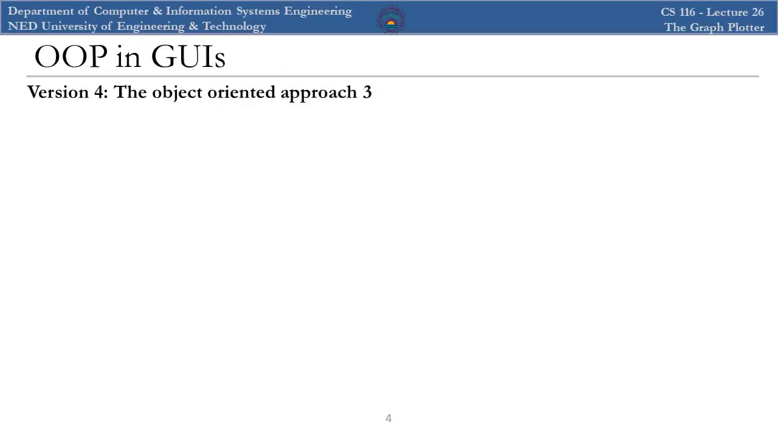So in this version 4, what I'll do, I'll create two classes. One main class for creating the main window, and that window will instantiate another class, and that class will be responsible for placing all those sub widgets inside that main window. So let's start coding this.